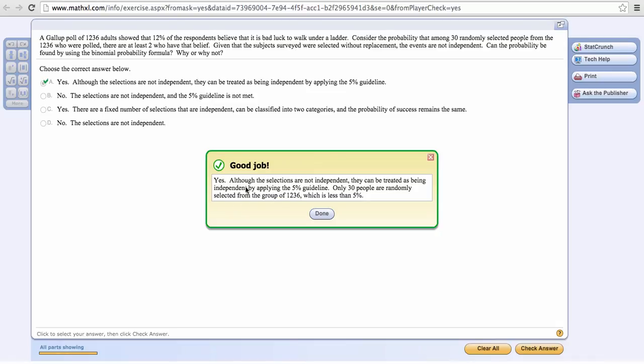And in this result here, it says only 30 people are randomly selected from the group of 1,236, which is less than 5%.